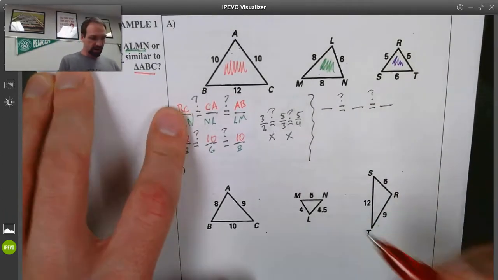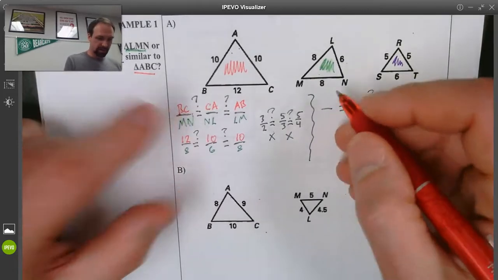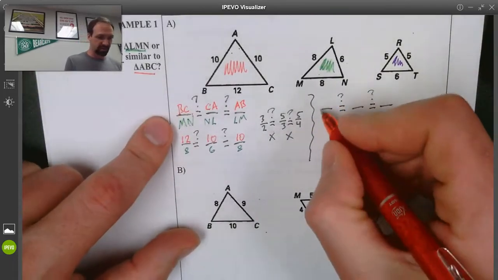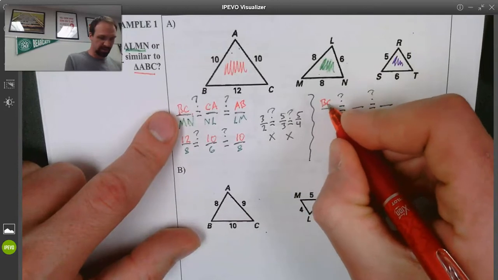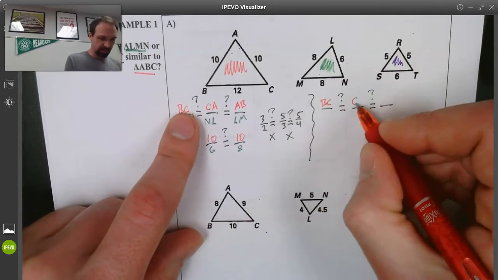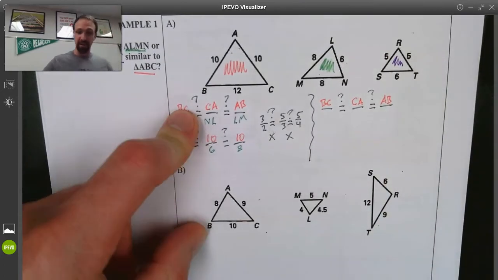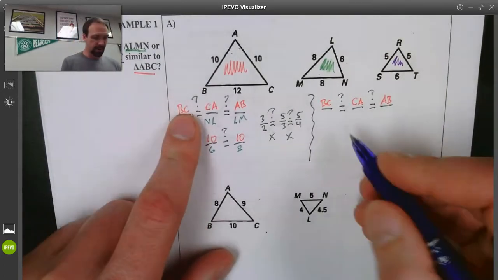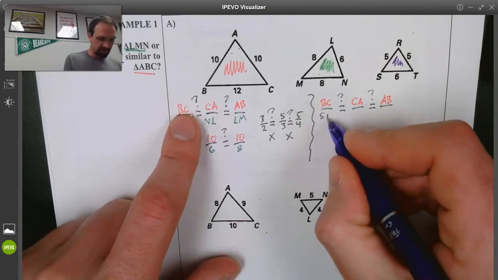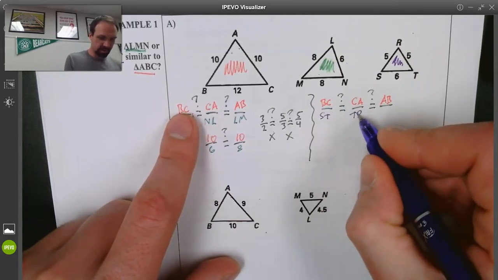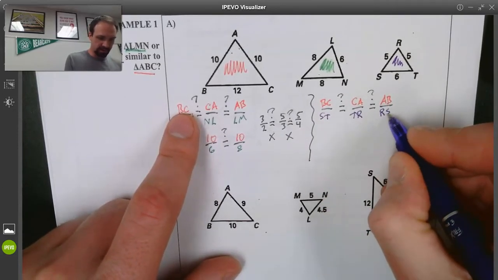So again, with the red, it doesn't matter where you start. I'm going to be consistent since I started with BC with the other one. I'm going to keep BC here. So that means CA and then AB. And then I have to follow that same procedure here for the other triangle as well. So that's going to be ST, TR, and then RS.